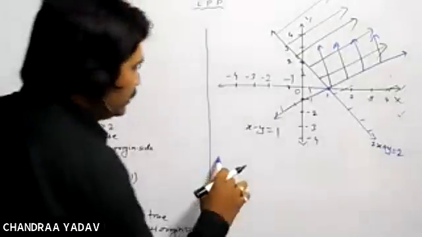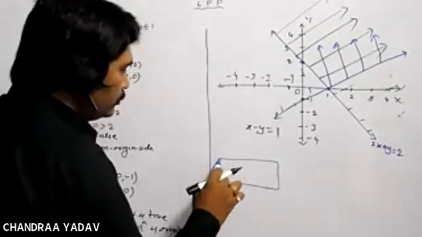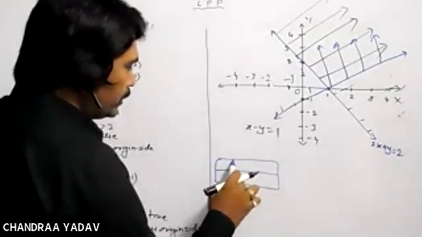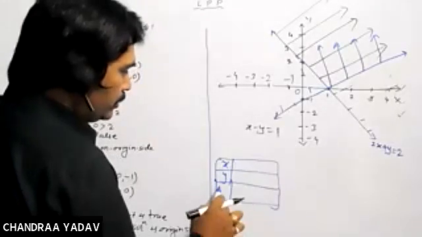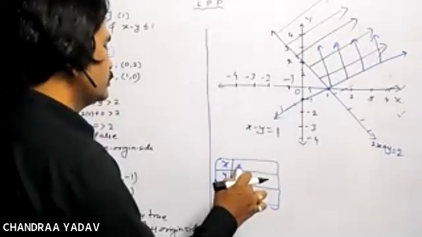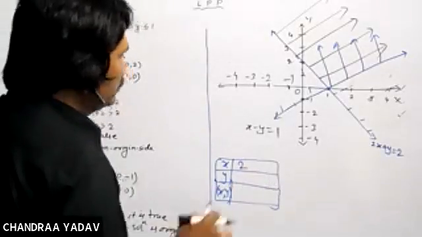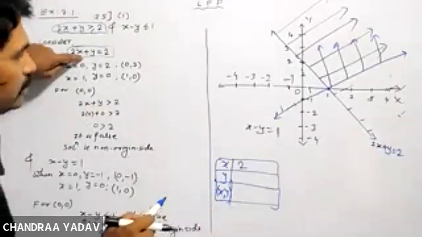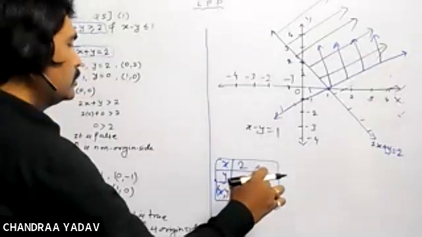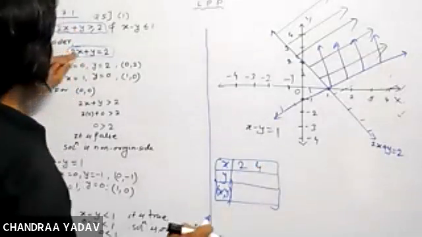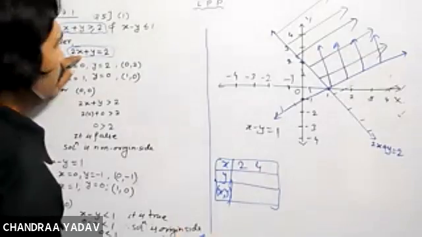Just recollect your 9th and 10th standard. We make a box with x and y. Then you take any value of x. Suppose you take 2, then substitute 2 in place of x and calculate y. Then suppose x is 4, substitute and calculate y.